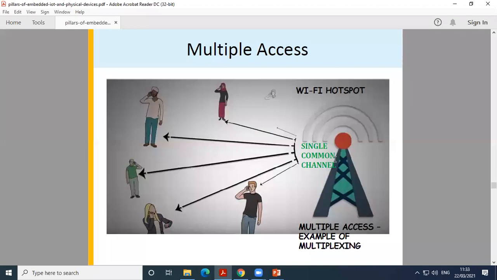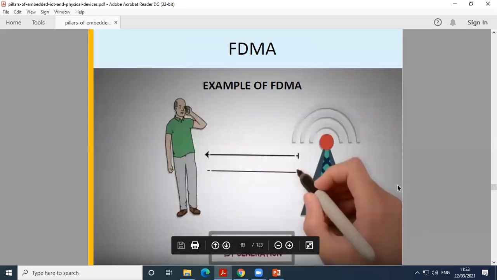Here you can see, if we have a Wi-Fi hotspot, that means we have a single network and we create multiplexing of that network, so that single network is accessible by multiple users. We have a single common channel and this channel is accessible by multiple users. That is multiple access. Then FDMA: for example, in the first generation only one person can transmit and receive the signal from that network.